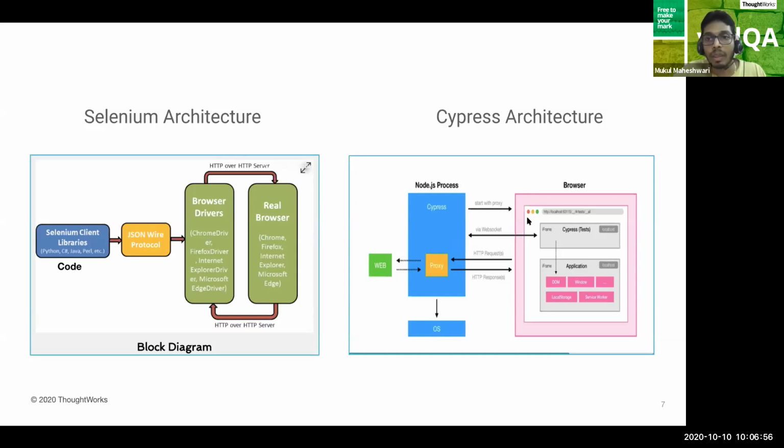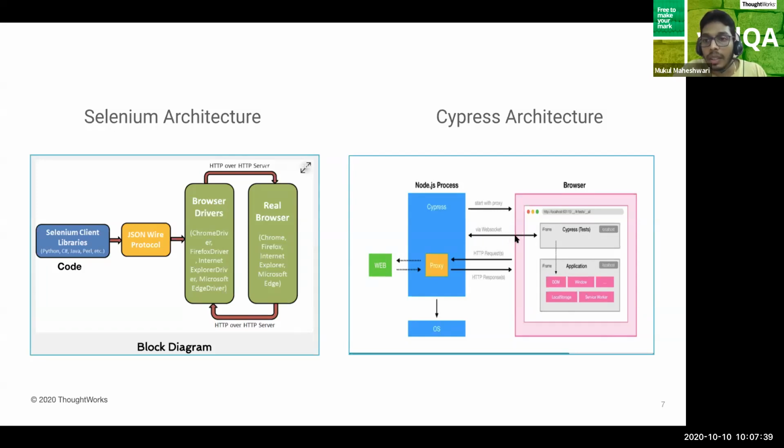Well, Cypress architecture is completely different. Whenever you run your Cypress test, your request reaches your Node.js process, and it opens your browser with a proxy, and side by side it also injects all your code into your browser window within an iframe. So this is the iframe, and when your test starts executing, your application under test also opens within the same browser window within a different iframe. So in short, your test and your application under test are running in the same browser window. That is, your tests are running inside the browser.